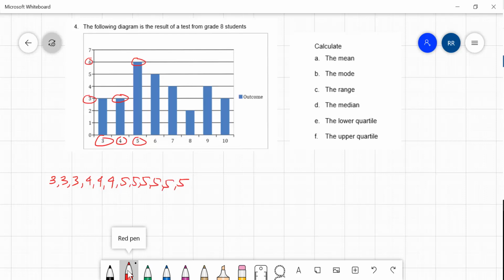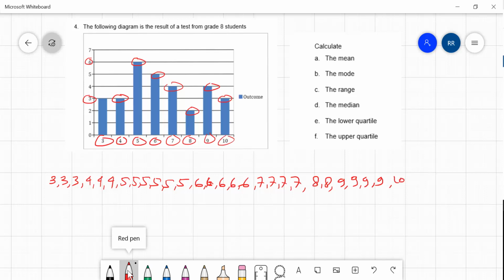Let's do the rest. 6 comes up 5 times, so it's 6, 6, 6, 6, 6. Then 7 comes up 4 times: 7, 7, 7, 7. Then 8 comes up 2 times: 8 and 8. Then 9 comes up 4 times: 9, 9, 9, 9. And the last one, 10, comes up 3 times: 10, 10, 10. It's a little bit long, guys, but it's okay.